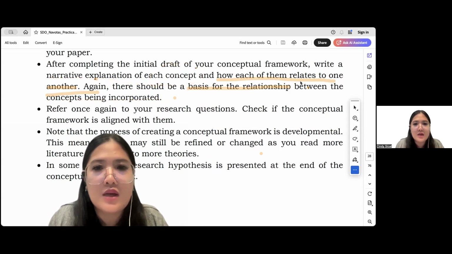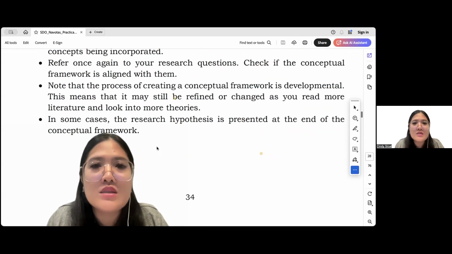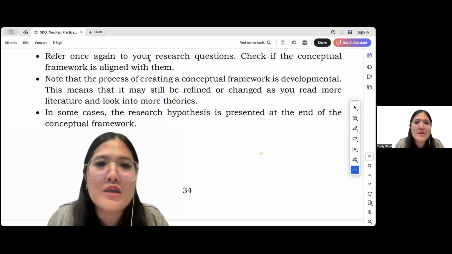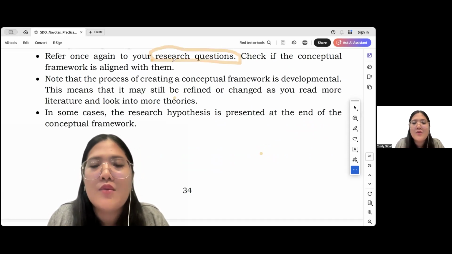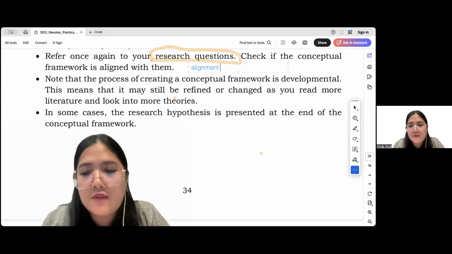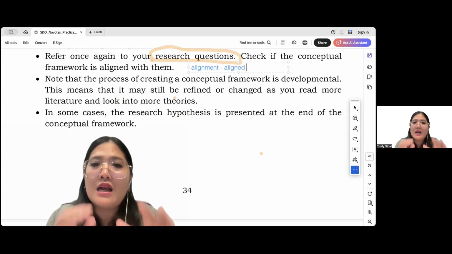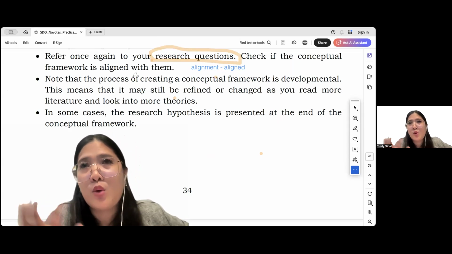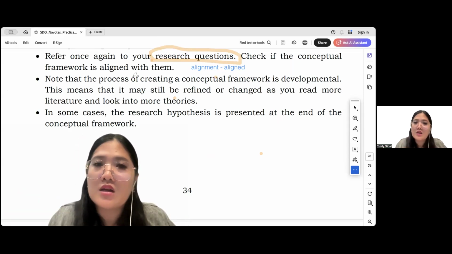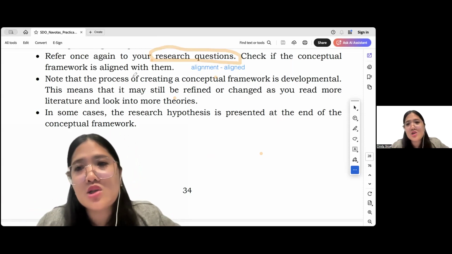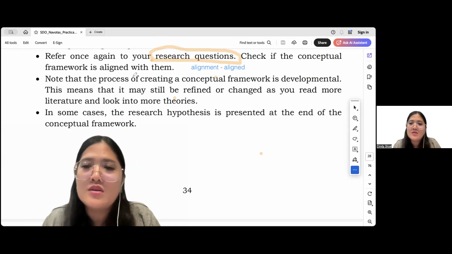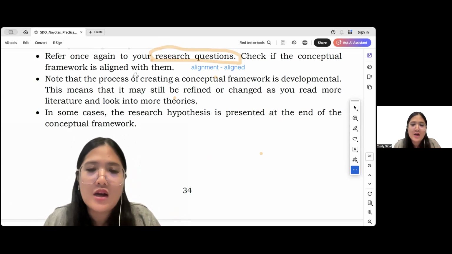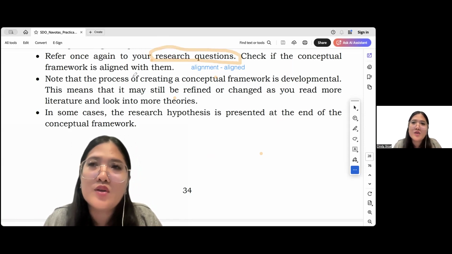Aside from this, after we have drafted our narrative, we have to refer once again to our research questions. We would always return to the research questions. Why are we doing this? For us to be sure that we're still in alignment. The research questions should be aligned with your conceptual framework. So once in a while, you would have to check your general research question and your specific research questions, and then juxtapose these with your conceptual framework. Then check: are they working together? Are they aligned? Do they say the same thing?